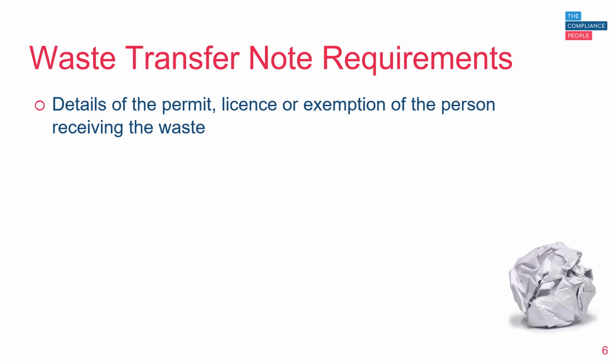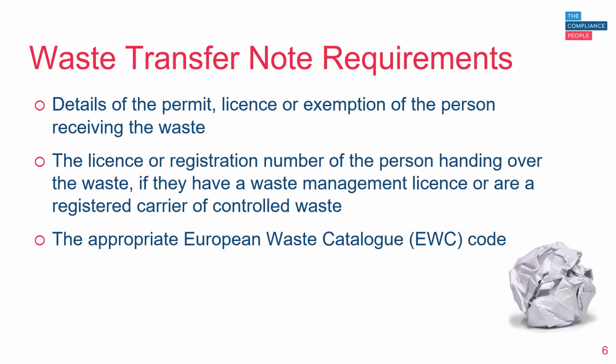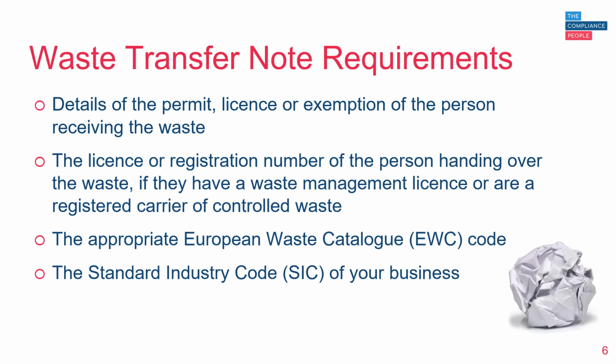We need details of the permit, license or exemption of the person receiving the waste, if possible. We also need the license or registration number of the person handing over the waste if they have a waste management license or are a registered carrier of controlled waste. We also need the appropriate European Waste Catalogue code, and we'll go on to what this means a bit later on. Also, the standard industry code, so the SIC code for your business. I appreciate this is quite a long list, so we'll go over these in more detail later on.